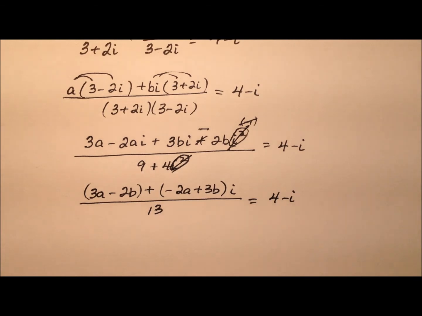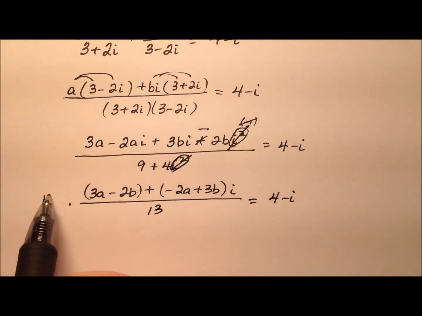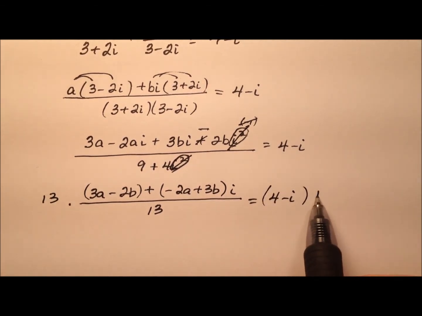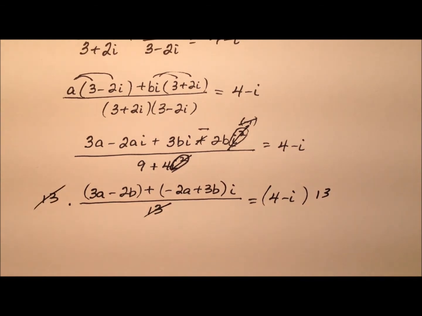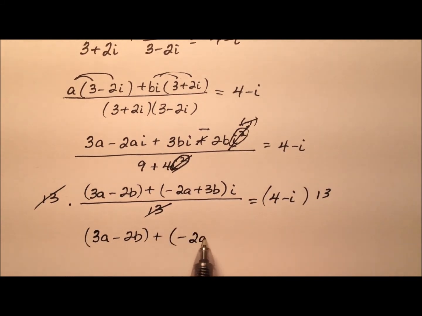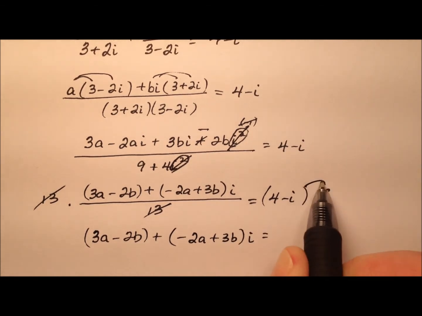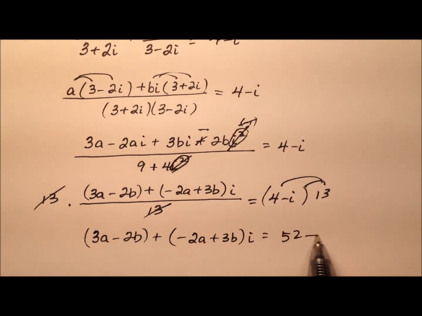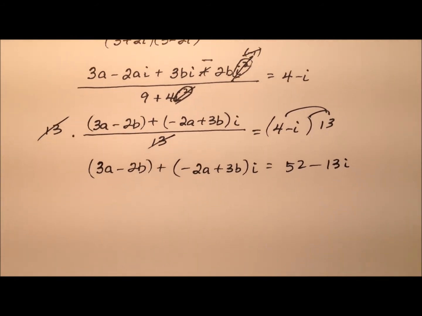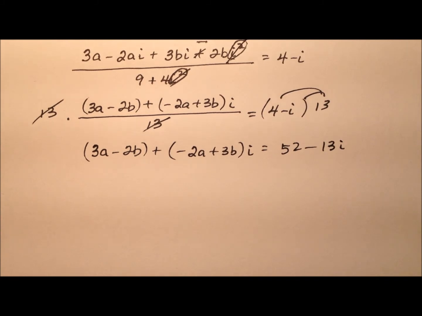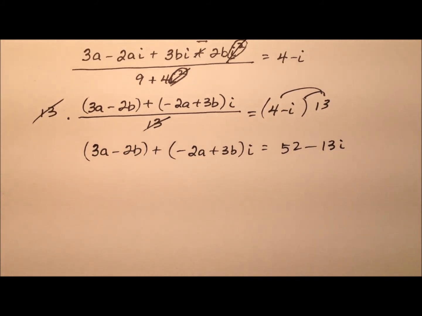And the next thing I'm going to do, I'm going to go ahead and multiply both sides by this 13 to get rid of the fraction. So I have 3a minus 2b, and then I have plus this imaginary part, which is negative 2a plus 3b times i, and that equals 52 minus 13i. All right, so this doesn't look so bad now. I did a lot of simplification here.